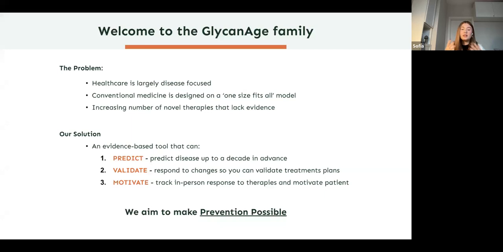There are different interventions, different supplements, different therapies coming out every day, and we have no way to validate the efficacy of them. So our solution is an evidence-based tool that can help predict disease up to a decade in advance, a tool that will respond to changes so that you can validate the treatment plans that you offer your patients. This tool is also designed to track in-person response to therapies, and it also motivates the patient. All in all, with GlycanAge, we aim to make prevention possible.